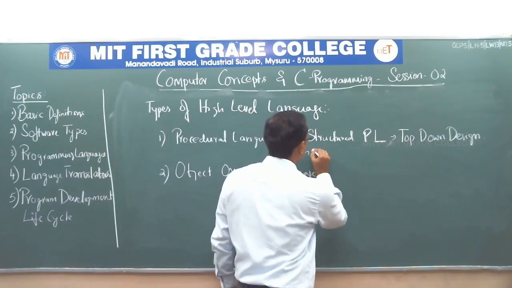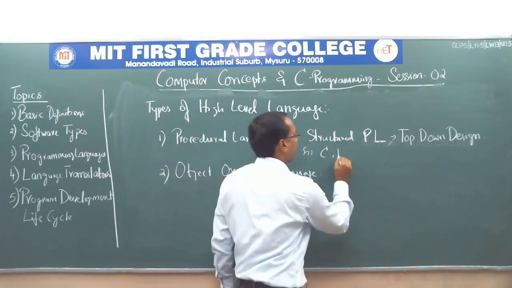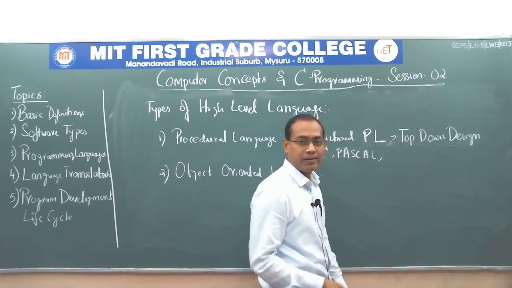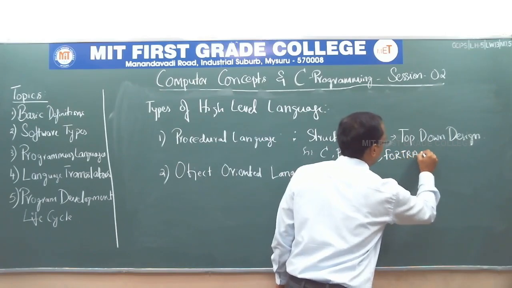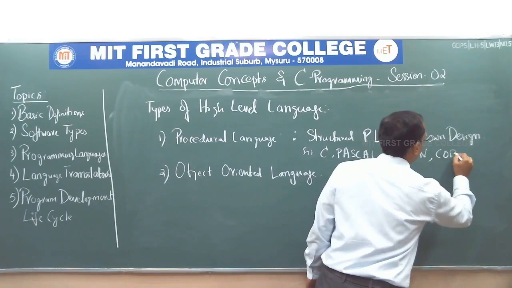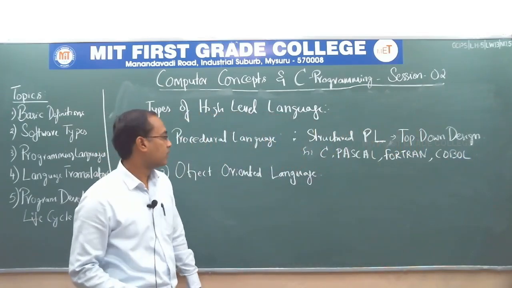C is an example of a structured programming language. Pascal is an example of a structured programming language. Fortran is an example of a structured programming language. And COBOL is also an example of a structured programming language.